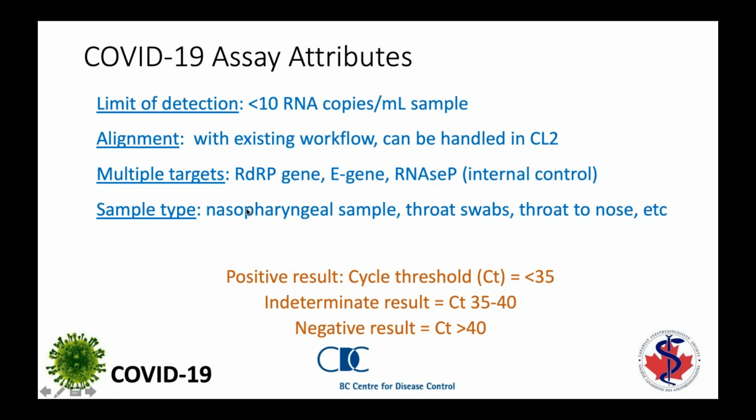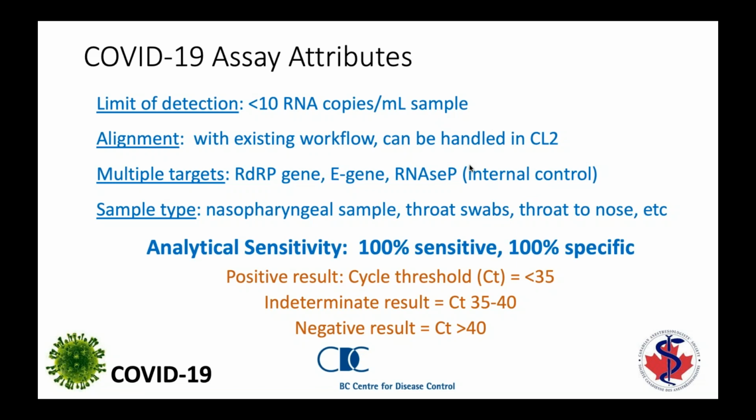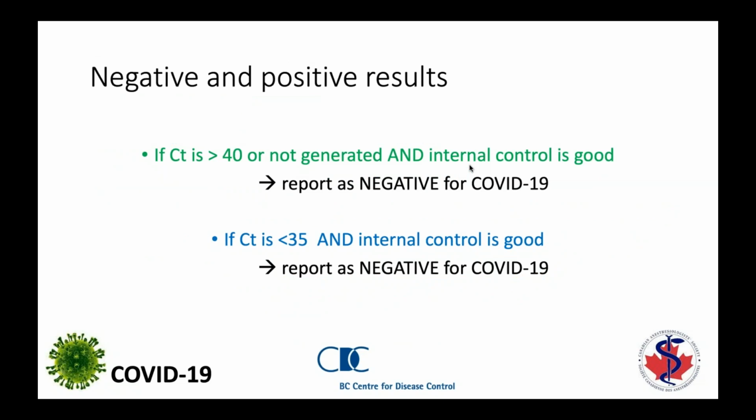We evaluated and validated our assay against nasopharyngeal samples, throat samples, and we're currently in the process of evaluating throat to nose samples. And all of these parameters contribute to what we refer to as the analytical sensitivity of our assay, which is 100% sensitive and 100% specific. That means that when a sample should be negative, we're able to determine the absence of COVID RNA virus in that sample. And if a sample is known to be positive, we are able to detect the COVID RNA in that sample. Okay, so how do we report that?